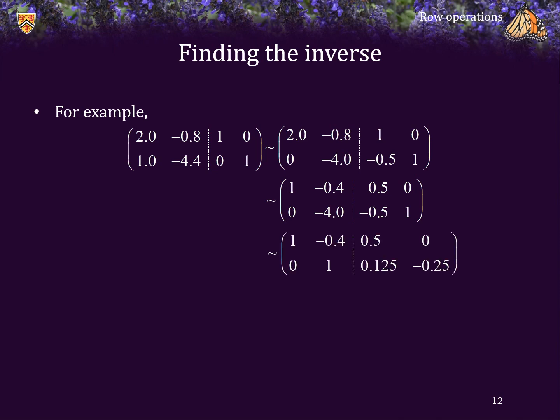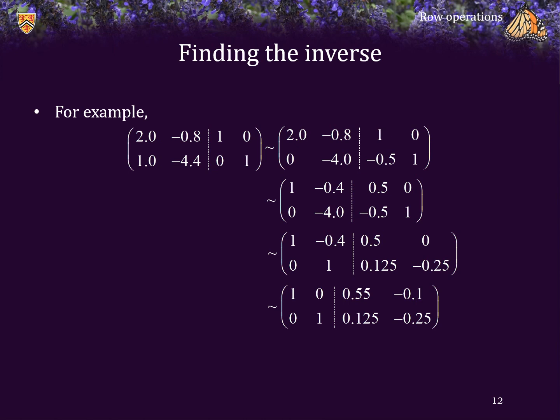And now we must add 0.4 times row 2 onto row 1. That will eliminate the entry in the upper triangular quadrant of the matrix on the left. So now we're left with the identity matrix on the left. We applied a sequence of row operations to convert the original matrix into the identity matrix.